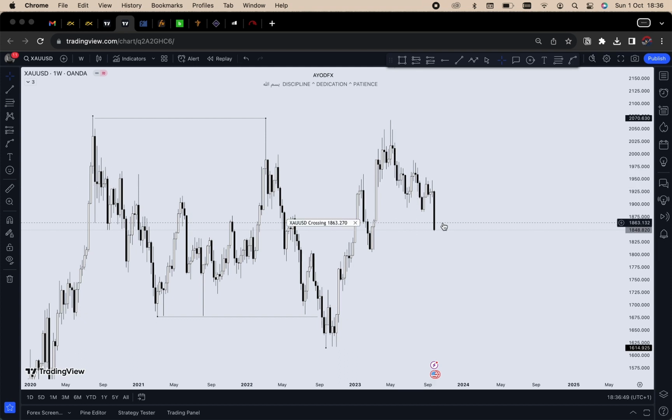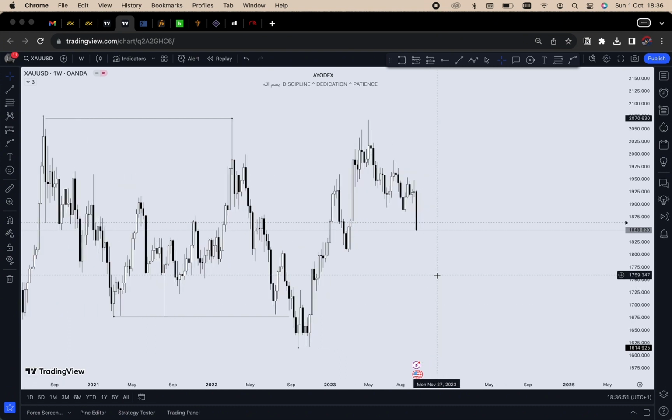Okay, so in this case, what am I going to do here? So we already know that this high wasn't taken out, right? We tested this high and we are coming back down, and internally we start breaking some structure to the downside. Okay, so we want to mark points which we believe the market might actually react from. We call them reactions, and keep in mind that we are on a weekly time frame here, which is a very big time frame.